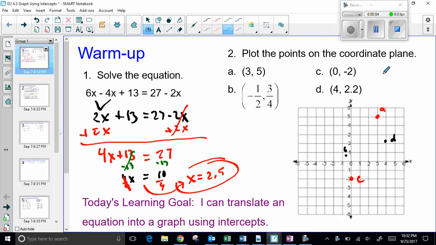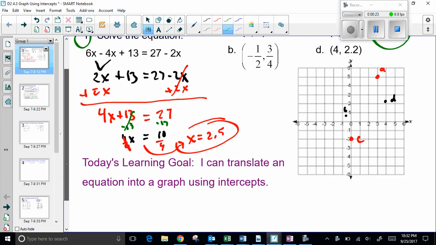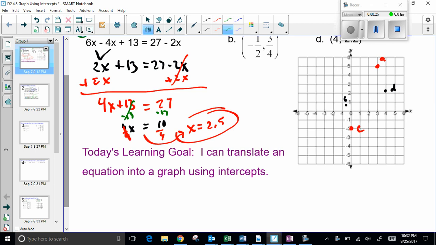I'm going to try and get you through 4.3 notes, and this is graphing using intercepts. So what you see here is you get a couple of warm-up problems, and to save you some time so you don't have to hear me walk through all those, I put them up here. You can check your work with mine, but I want to make sure and focus on what today's goal is. I can translate an equation into a graph using intercepts.